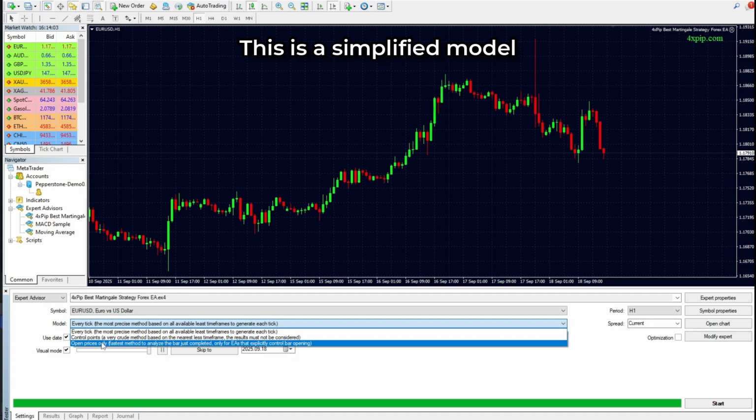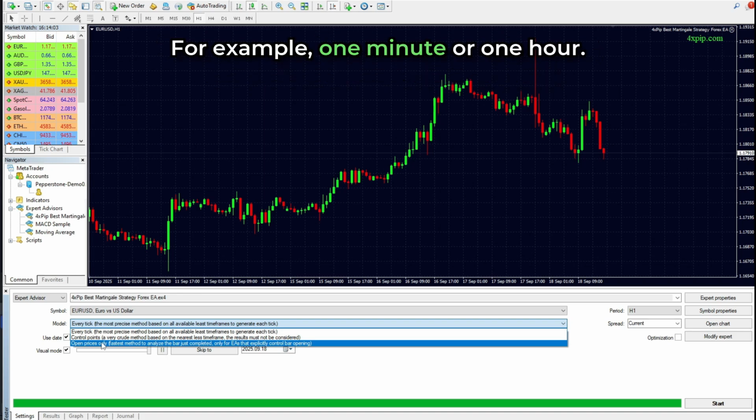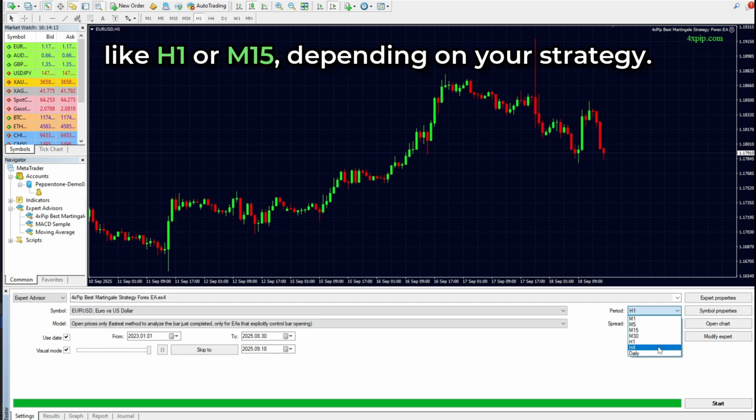It is not recommended for backtesting. Open prices only. This is a simplified model that only considers the price at the very beginning of each time interval, for example 1 minute or 1 hour. Choose the time frame from here, like H1 or M15, depending on your strategy.